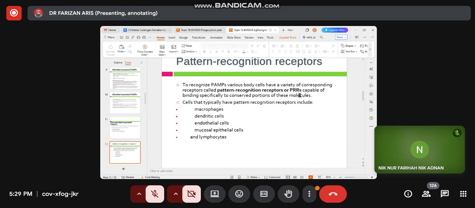So PRRs should be able to recognize PAMPs. So where do we find PRRs? Any cells that comprise PRRs should be able to perform innate immunity. So these are the list of cells that usually contain PRRs, pattern recognition receptors. Therefore, they have the ability to recognize PAMPs. So these are the cells.